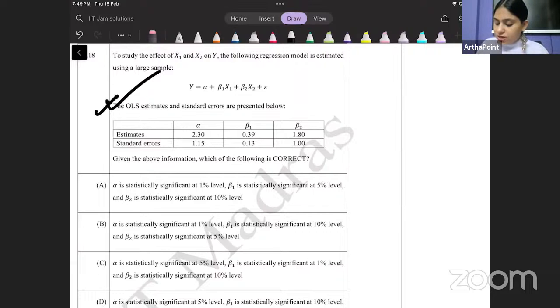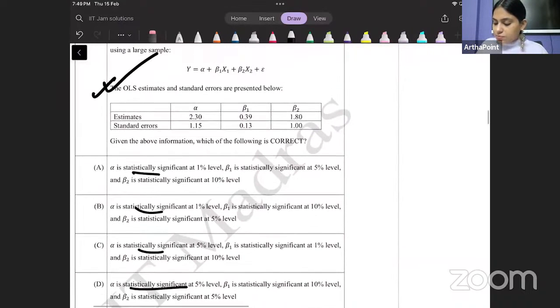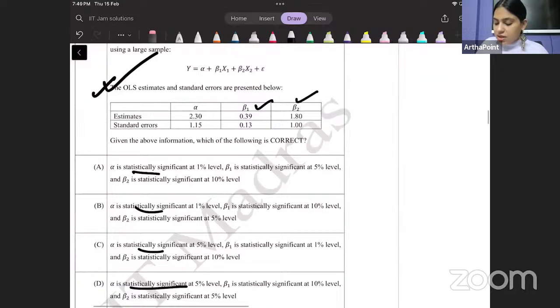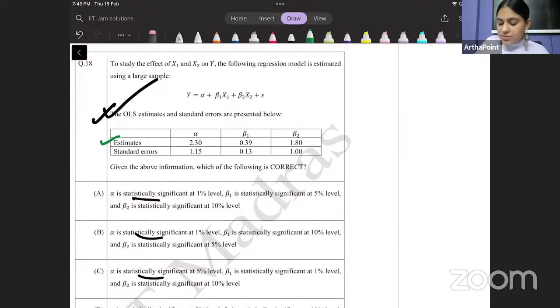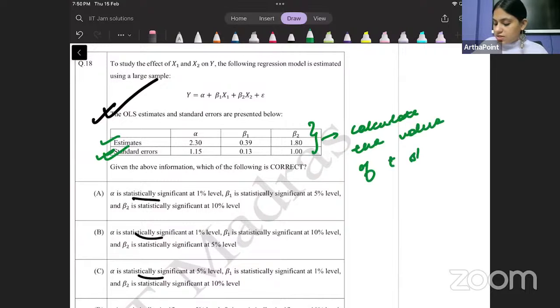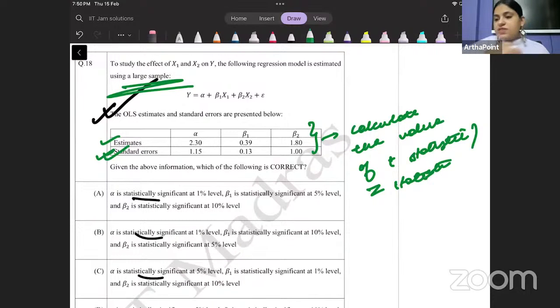Okay. So now this is asking which are statistically significant or not. You are given the values of betas, and you are given the tabular value, it seems. No, you are not given the tabular value. This is the estimate of alpha. So you are given the estimate value and you are given the standard error. That means from here, you will calculate the value of the T statistic or Z statistic, because here they have said it's a large sample. So you can just calculate the value of the Z statistic.